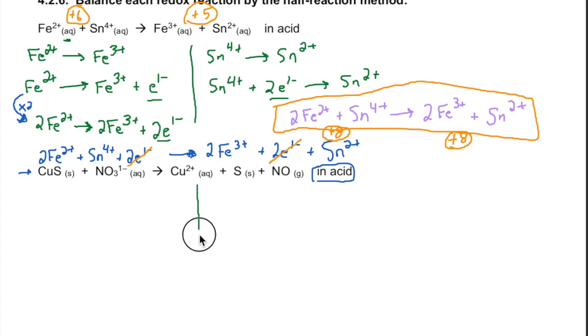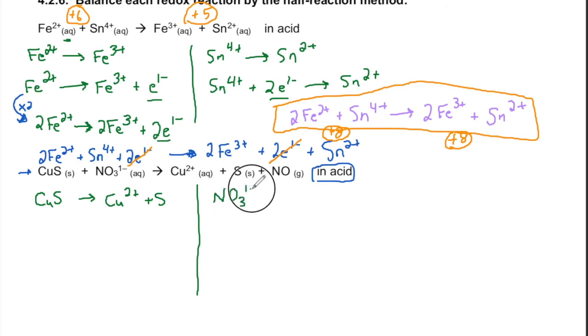Our step 1 is to separate into half reactions. So let's go ahead and put copper on one side, and that is going to be copper and sulfur. And on this side, we'll focus on what is happening to the nitrogen and oxygen. All right, so we have these separated.